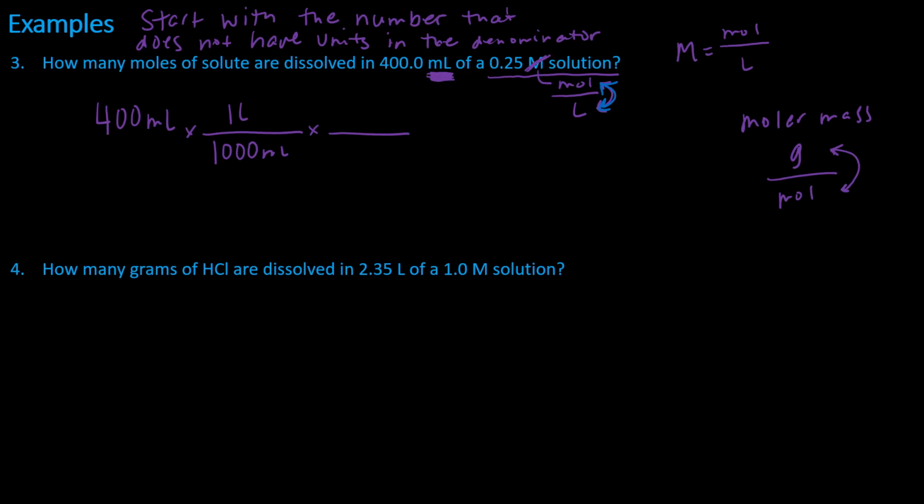So which part has to go on the bottom? The liters would have to go on the bottom so that we cancel out liters on the top here. So what this says is we have 0.25 moles for every single 1 liter. So I'm going to put 0.25 moles per liter. And then if I put that in my calculator, 400 divided by 1,000 times 0.25 moles, I end up getting 0.1 moles.